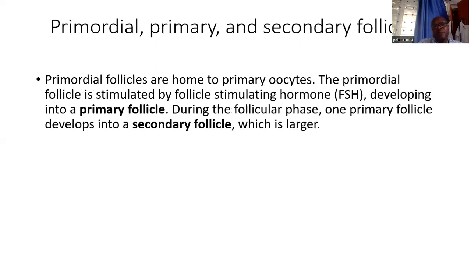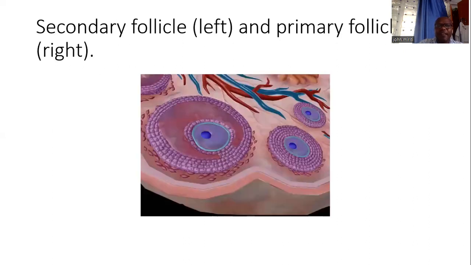So, primordial, primary, and secondary follicles. Primordial follicles are home to primary oocytes. The primordial follicle is stimulated by follicle-stimulating hormone, developing into a primary follicle. During the follicular phase, one primary follicle develops into a secondary follicle, which is larger. In that photo, you can see the larger follicle, which is big and surrounded, and then there is another one forming there. After this one is released to the fallopian tube, this other one starts forming for the next cycle.